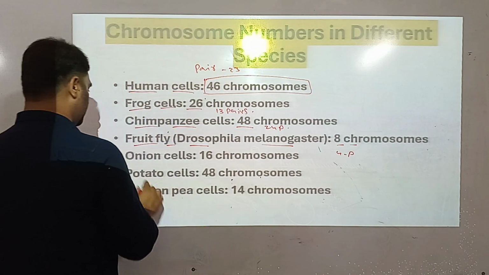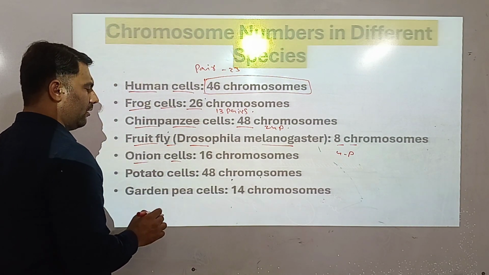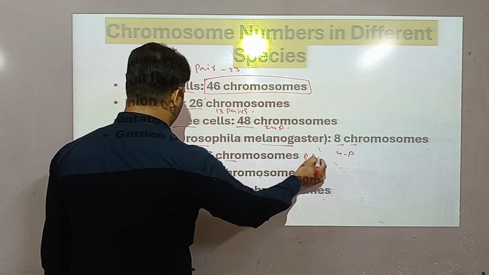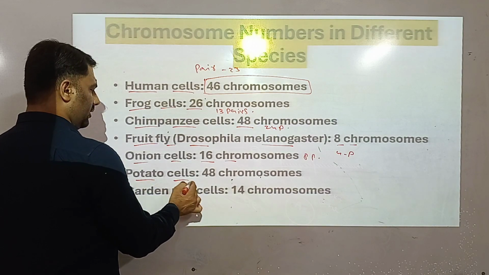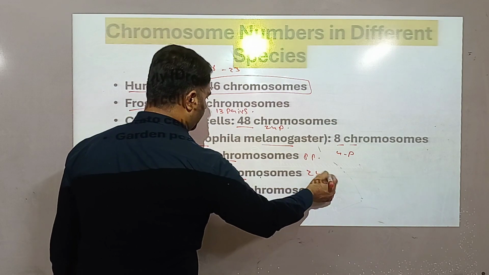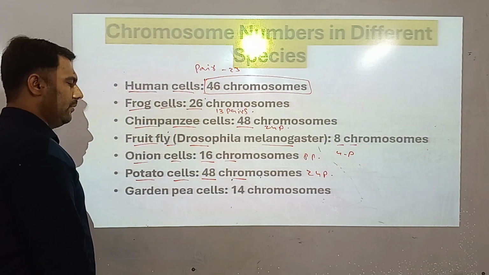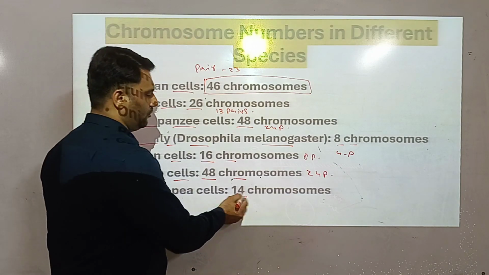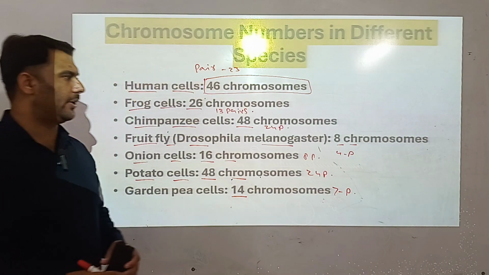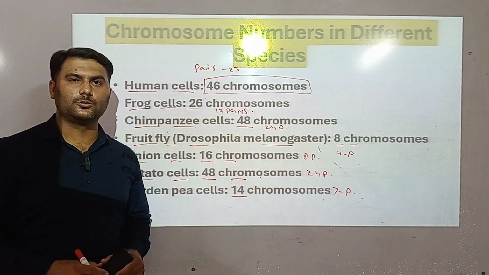Onion cells have 16 chromosomes with 8 pairs. Potato cells have 48 chromosomes with 24 pairs. The garden pea contains 14 chromosomes with 7 pairs. These values are very important from the MCQs point of view.